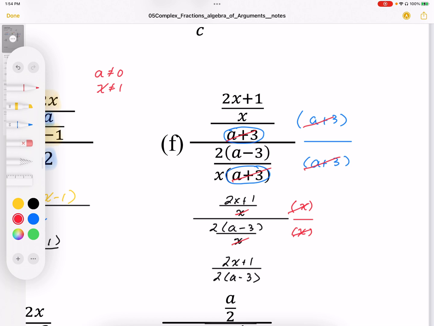so I should go back a few steps here, and before I cancel anything, state my restrictions. X is not equal to 0, a is not equal to negative 3, this is a divide as well, so a cannot equal positive 3. This is a divide by x, divide by a plus 3. I've already got those, so I've taken care of all the divide factors with my restrictions here. And I should have done that at the beginning, not at the end, because before I cancel anything, I need to state my restrictions.